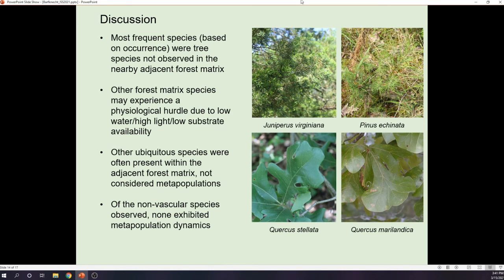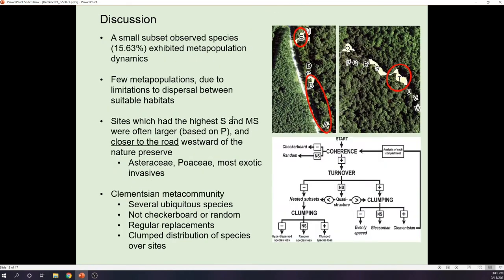And this is actually one of the first studies in this direct area that looks at the metapopulation dynamics of non-vascular moss species, of which none of them actually seem to have shown any kind of metapopulation dynamic. And it's fair to say some of these species are quite ubiquitous, and the model that's used actually downweights the potential for it being a metapopulation if it's ubiquitous across every single site. But either way, all 6 of the non-vascular species failed that model for significance.